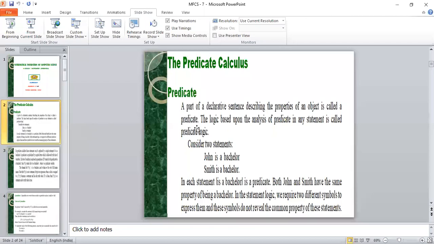So, predicate logic. What is the definition for predicate? A part of a declarative sentence describing the properties of an object is called a predicate. The logic based upon the analysis of predicate in any statement is called predicate logic.